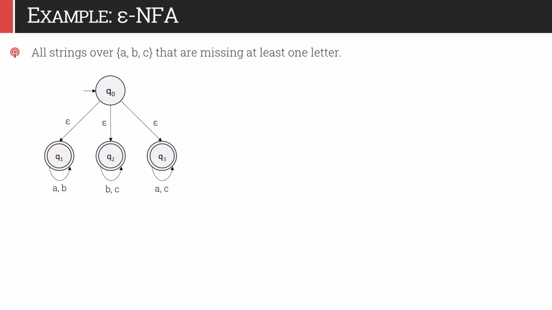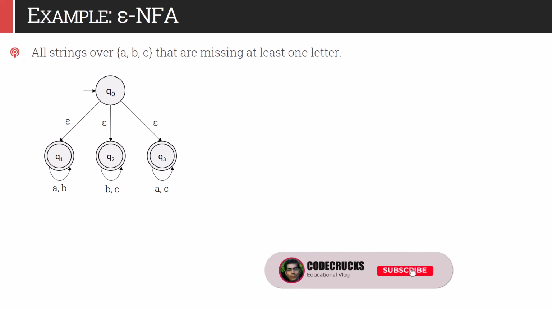So either we can have a transition towards Q1 where it will generate all the strings of A and B, or an epsilon transition to Q2 which will produce strings of B and C only, and similarly we have a transition for state Q3. So this is the desired NFA. You can see how easily we can construct an NFA for any given language with the help of epsilon transitions.